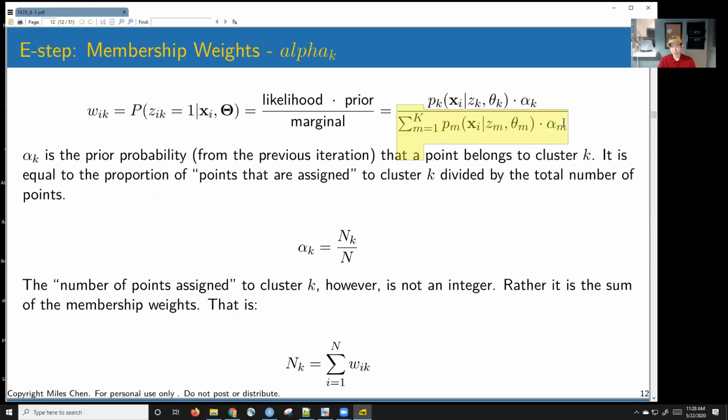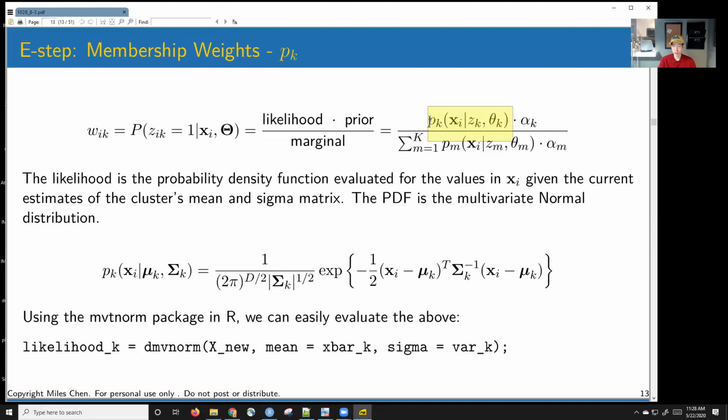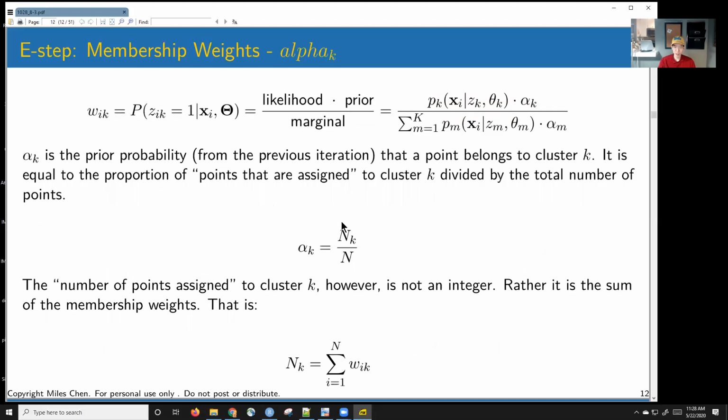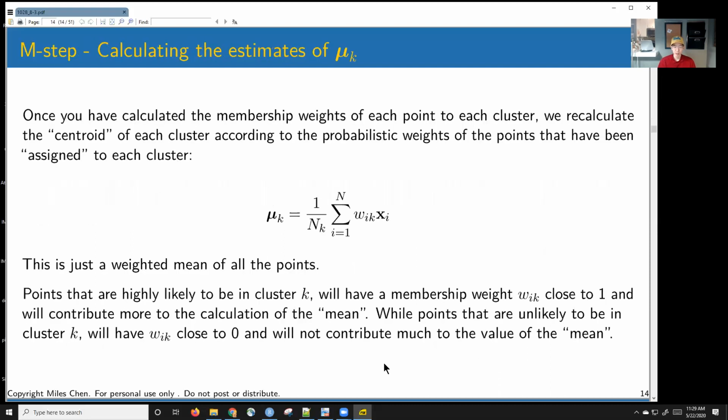And the marginal, I didn't make a slide for that, but you're going to basically calculate the numerator across all possible clusters, and you would sum them up, okay? So yeah, the likelihood, which is based on the multivariate normal density, and that's just because that's what we're using here. And then alpha sub k is kind of the quote-unquote proportion of points assigned to cluster k, but again, it's using the weights, so it's not an integer. Okay, so that's how we do the assignment of points.